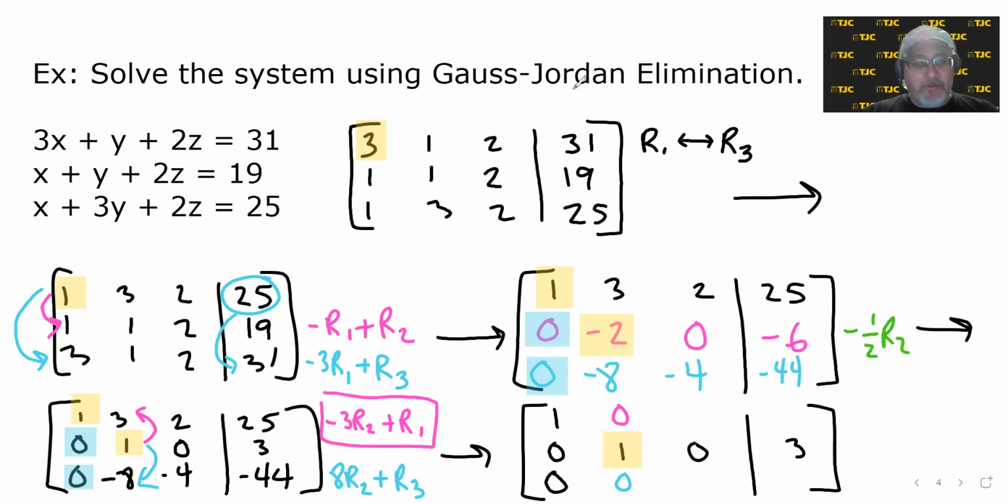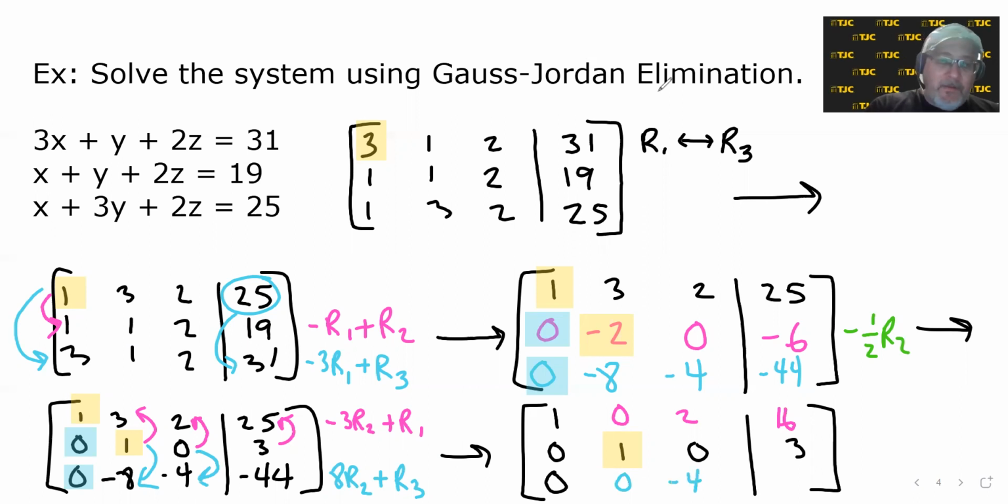-3 times the second row added to the first row. Well, that's going to be easy here. -3 times 0 is 0, plus 2 is 2. And here, -3 times 3 is -9. -9 plus 25 is 16. And now let's do the other row operation, 8R2 plus R3. All right, going back to the 0 here. 8 times 0 is 0, plus -4 is -4. 3 times 8 is 24. 24 minus 44 is -20. Let's see where we are.